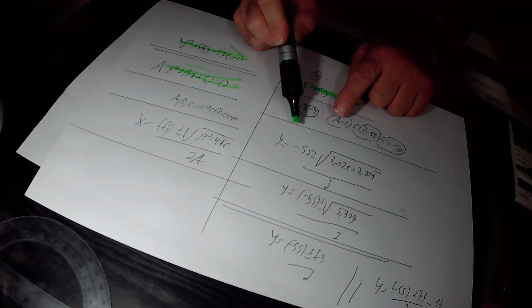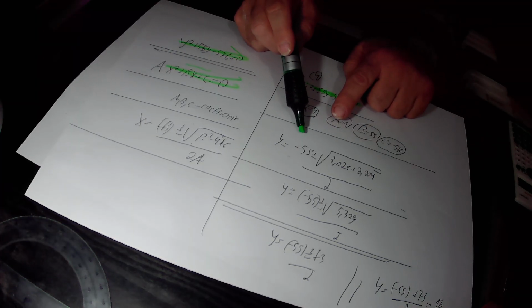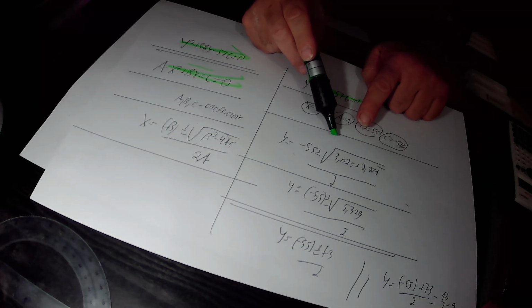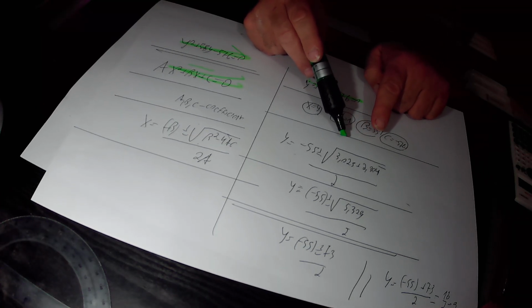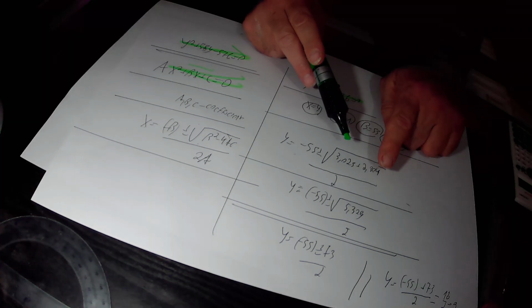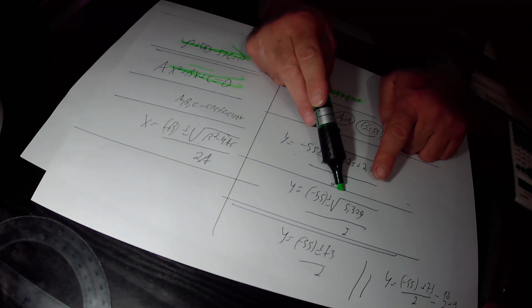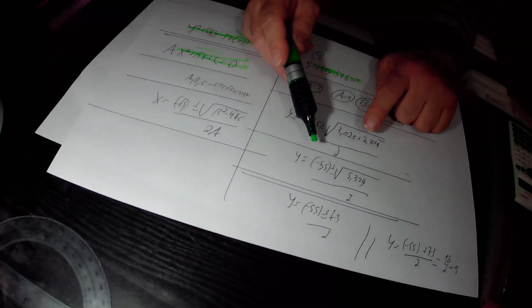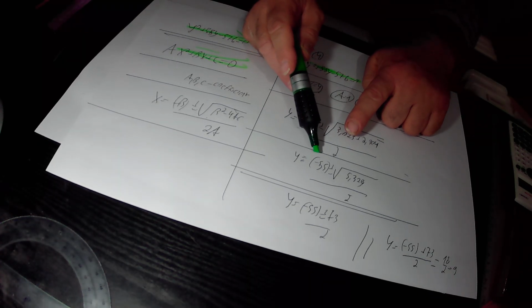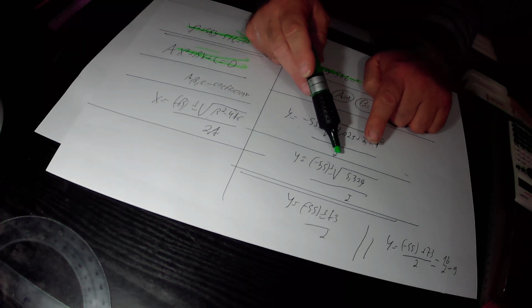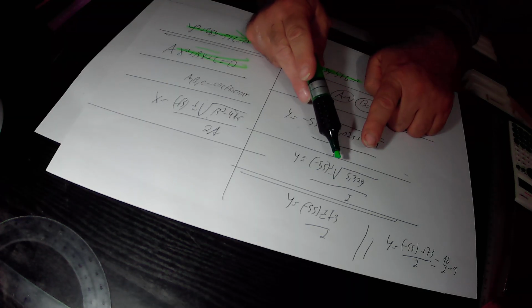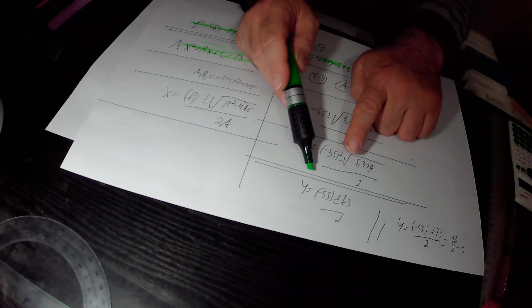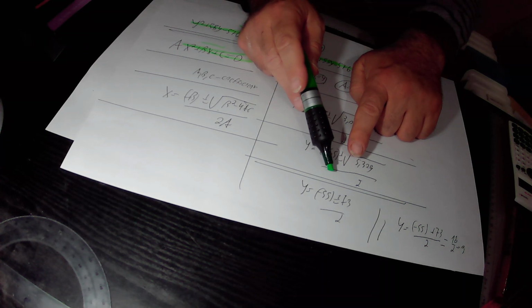So in total we found that y equals minus 55 plus minus the square root of 3,025 plus 2,304, which equals 5,329, divided by 2. So in total we found that y equals minus 55 plus minus, let's go to, the square root of 5,329, which is 73. So in total we found that y equals minus 55 plus minus 73 over 2.